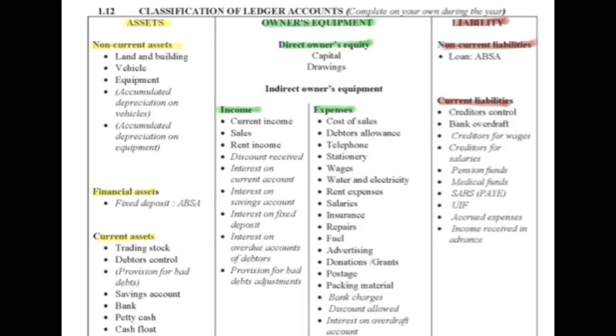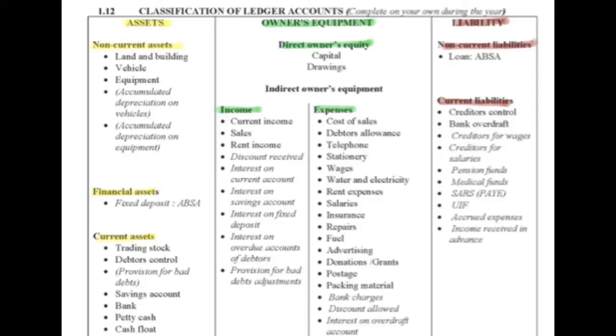Then in terms of my owner's equity, 3 types. We get the direct accounts of the owner, which is just capital and drawings. Then we get the indirect, which is the incomes and the expenses, which later on is going to calculate your net profit. The ones that you know already, your incomes, are current income, sales and rent income. Later on, we're also going to learn about discount received, interest on current account, interest on savings account, interest on fixed deposit, interest on overdue accounts of debtors, and possibly a provision for bad debts adjustment.